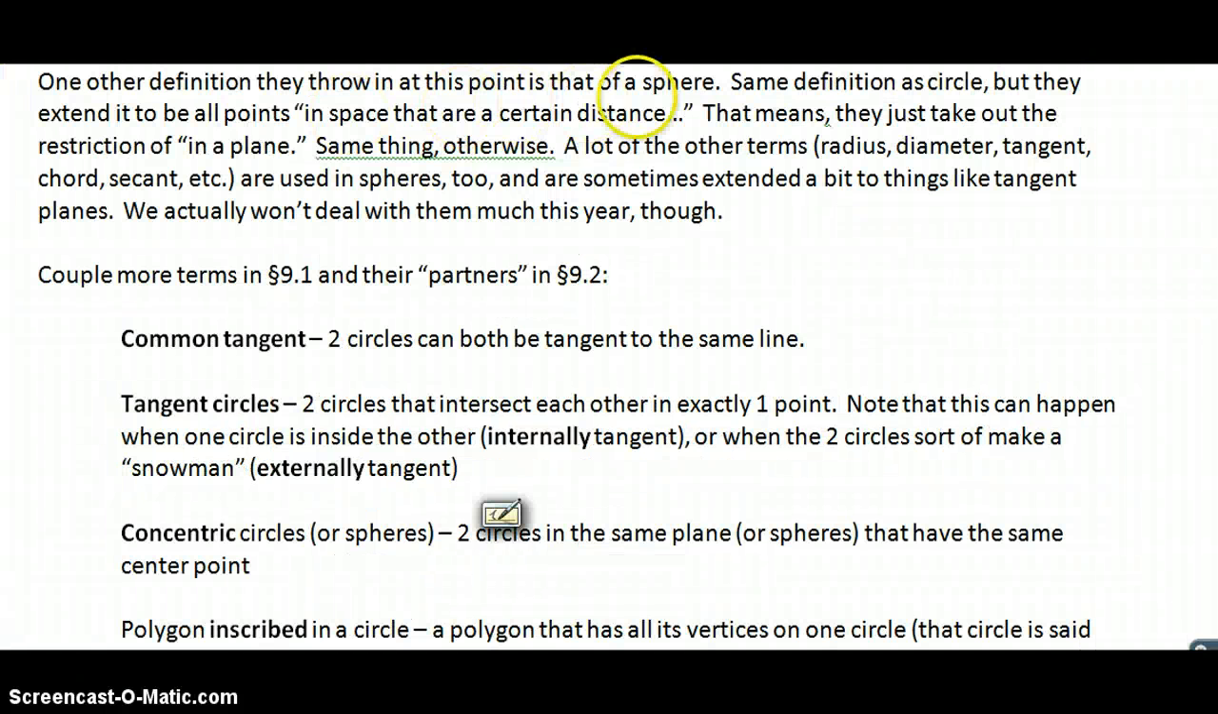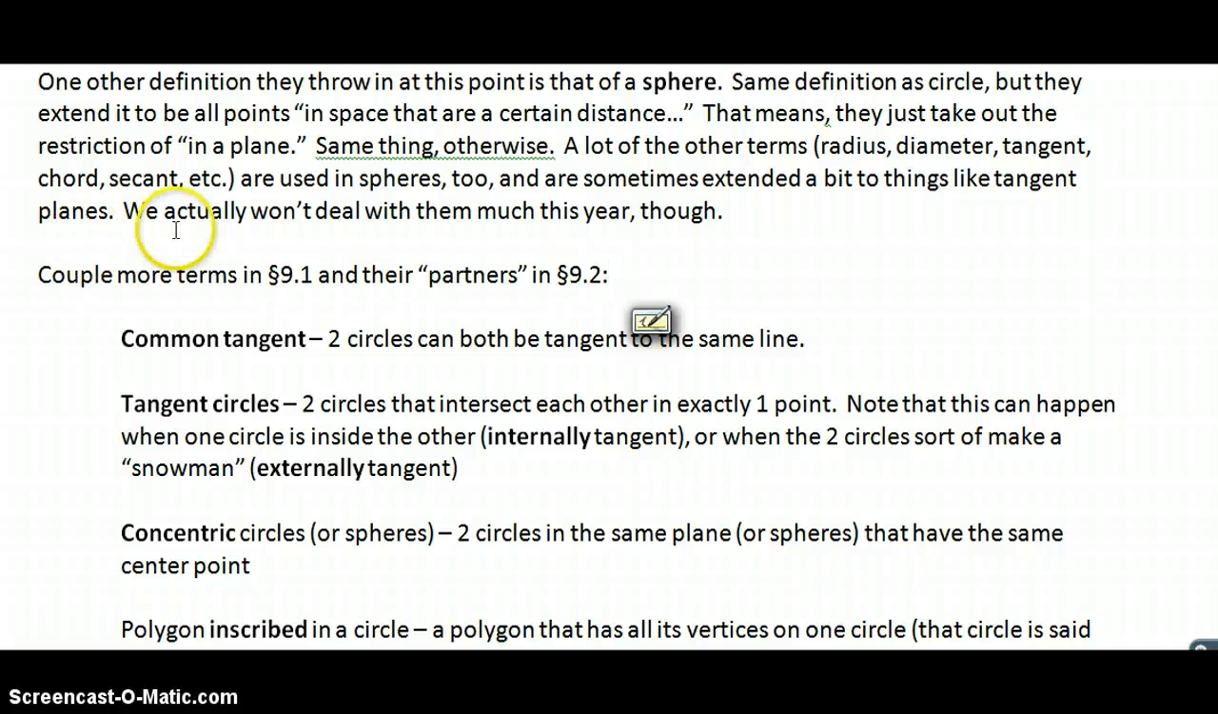Also, in these two sections, they talk about spheres. Oh, I didn't bold that. Hope I don't make anybody mad here about that. A sphere is the set of all points in space that are the same distance away from a certain center. That distance is still called the radius. That point's still called the center. Things like diameter segments and tangent segments and chords and secants are still in place with spheres.